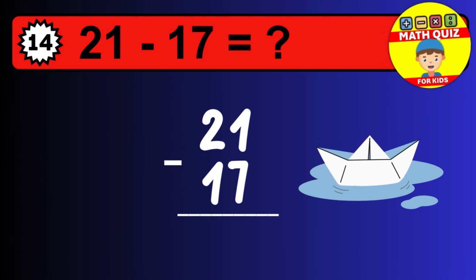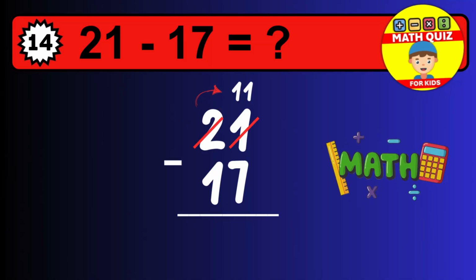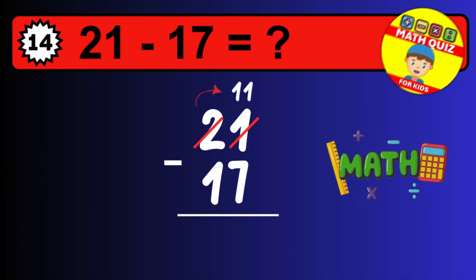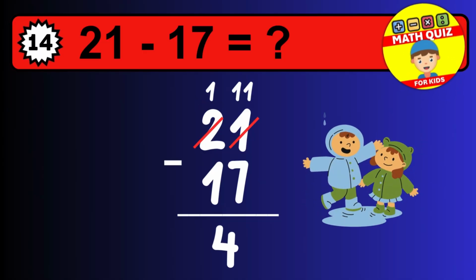Let's solve this step by step. We start with the units. 1 minus 7 is not possible, so we need to regroup. We take 1 10 from the tens column. Now we have 1 tens, and the units become 11.